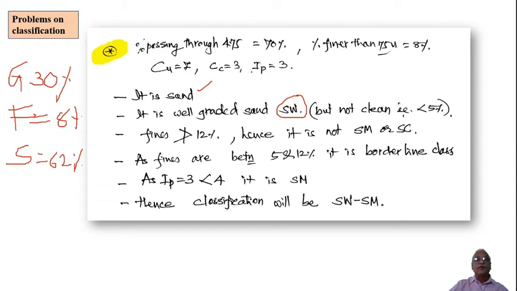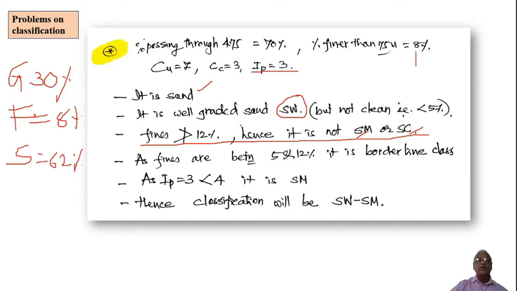Now for that you have to refer to IP, right? Now the percentage of fines is not greater than 12%. Because of that, directly it cannot be just SM or SC. If the percentage of fines were more than 12%, it would have been either SM or SC, but it is between 5 and 12%. That's why there is a dual symbol. Now as fines are between 5 and 12%, it is a borderline classification.